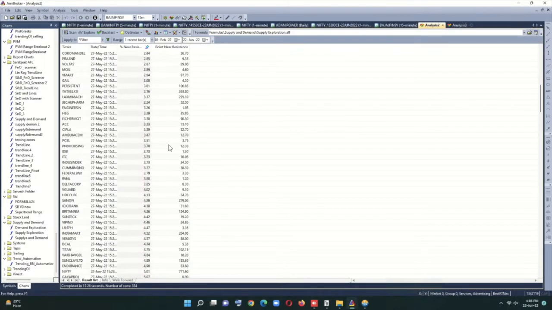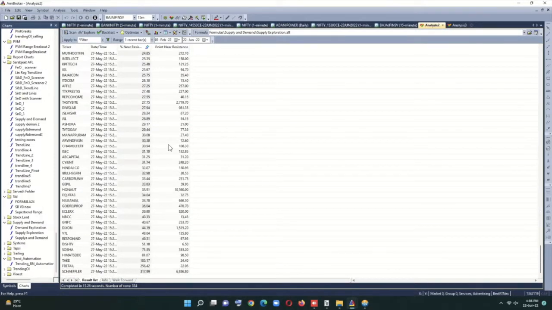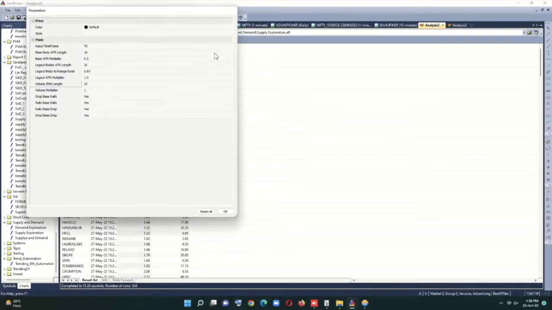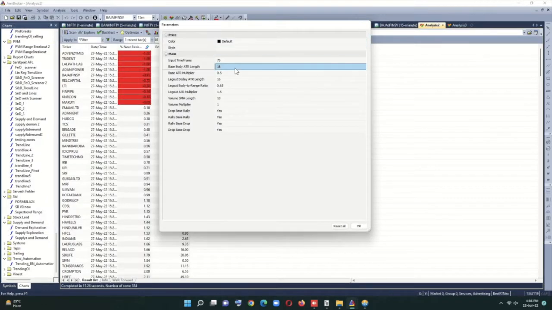Currently we are scanning more than 500 stocks here, so this can give you a very good watch list of which stocks to trade or which stocks not to. And in the scanning process also, you can select the time frame on which you want to scan. I am scanning at 25 minutes. If you want to scan on some other time frame, you can scan that also. You can do multi-time-frame scanning.